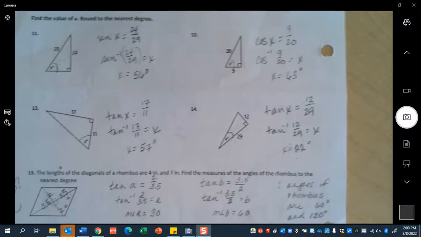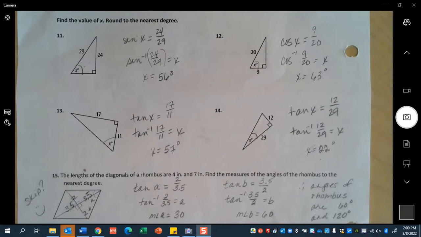All right, flip over on the back. The front has you finding side lengths, the back has you finding angles. So the 56-degree angle, 63-degree angle, 57-degree angle, and 22-degree angle. Any questions on 11, 12, 13, or 14?